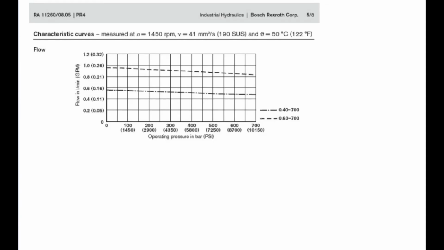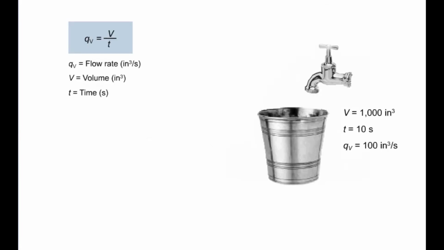Another physical variable which we require for the better understanding of hydraulic systems is the flow rate. Flow rate tells us how much fluid is flowing through a system in a given time interval. Flow rate is, therefore, the relationship of volume V versus time t. The associated symbol is QV.